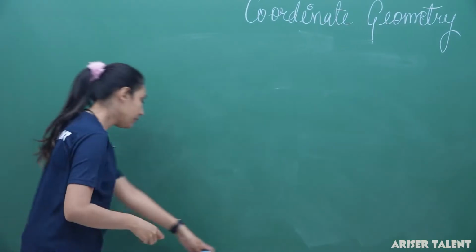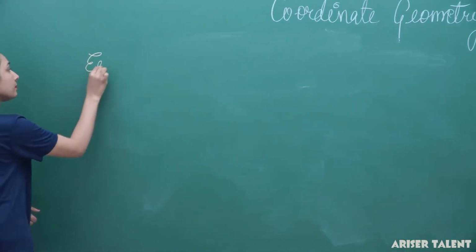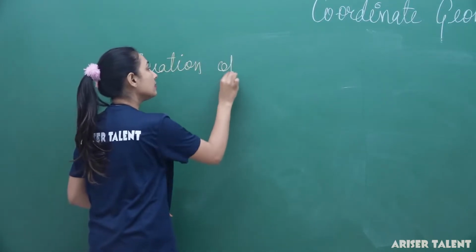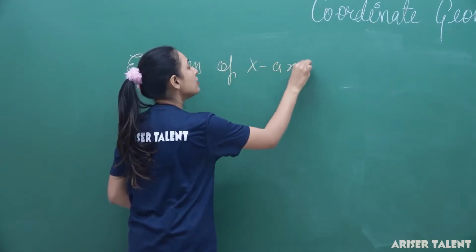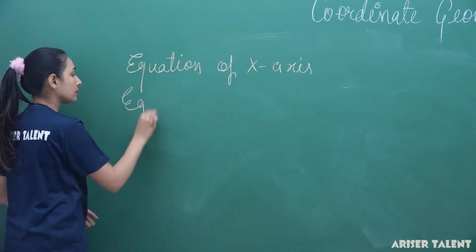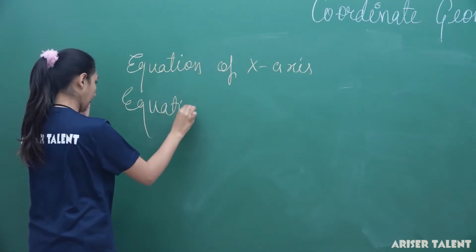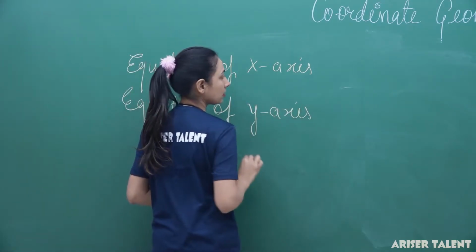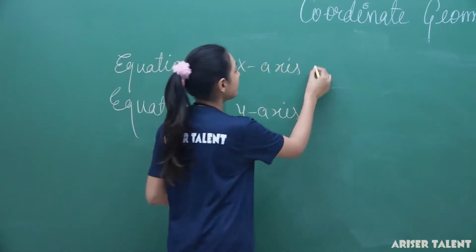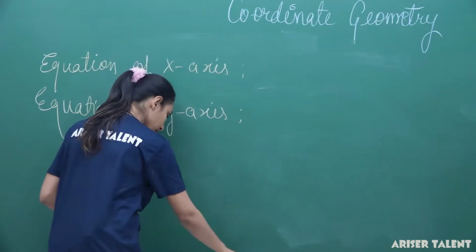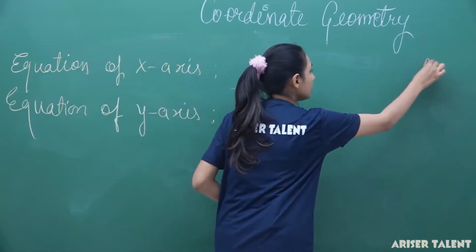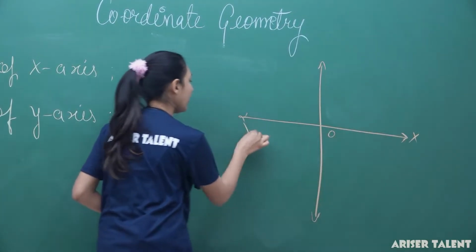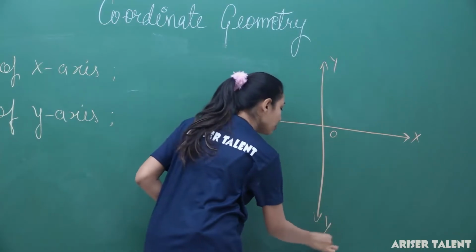After that, we talked about the equation of the x-axis and the equation of the y-axis. Okay, so the equation of the x-axis and y-axis, as this figure told us, x O x dash, y O y dash.